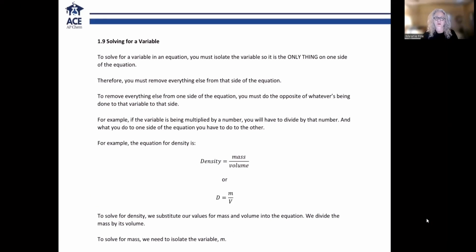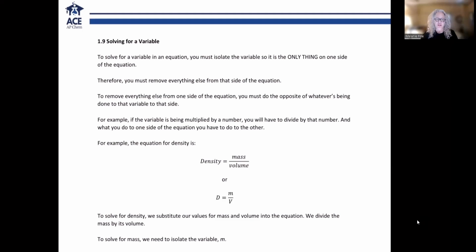To solve for a variable in an equation, you must isolate the variable so it is the only thing on one side of the equation. Therefore, you must remove everything else from that side of the equation. To remove everything else, you must do the opposite of whatever is being done to that variable. For example, if the variable is being multiplied by a number, you'll have to divide by that number. And what you do to one side of the equation, you have to do to the other.